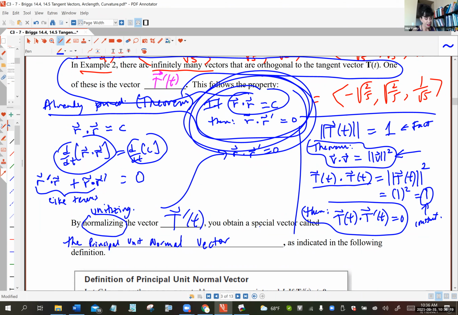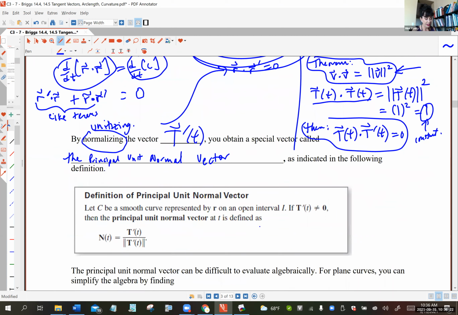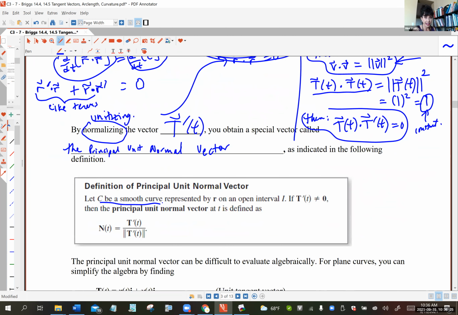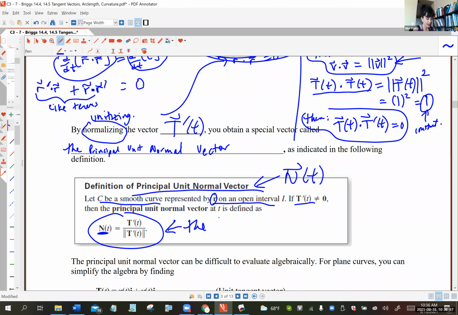And here's the official definition of the principal unit normal vector. Got a smooth curve? That means it doesn't have any breaks, sharp corners, cusps, holes, or any weirdness. And it's represented by R. That's a vector valued function. If your big T prime isn't the 0 vector, then big N, that's who we're defining right now, the principal unit normal vector, is the unitized big T prime.